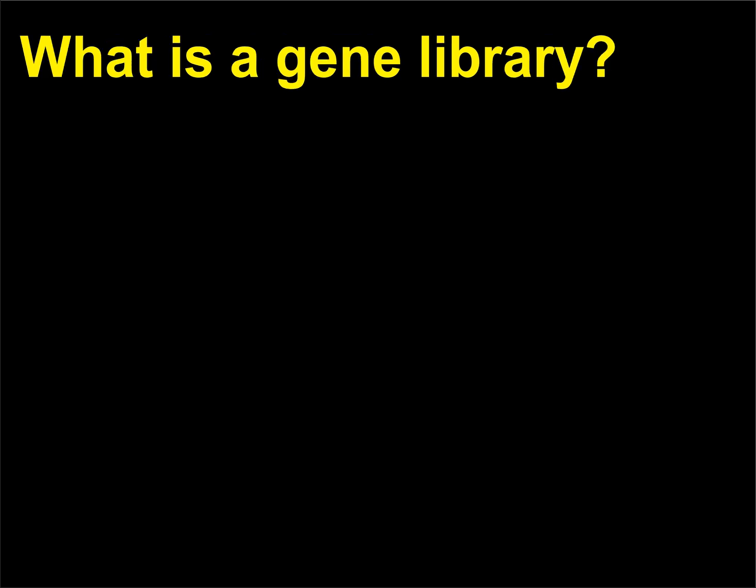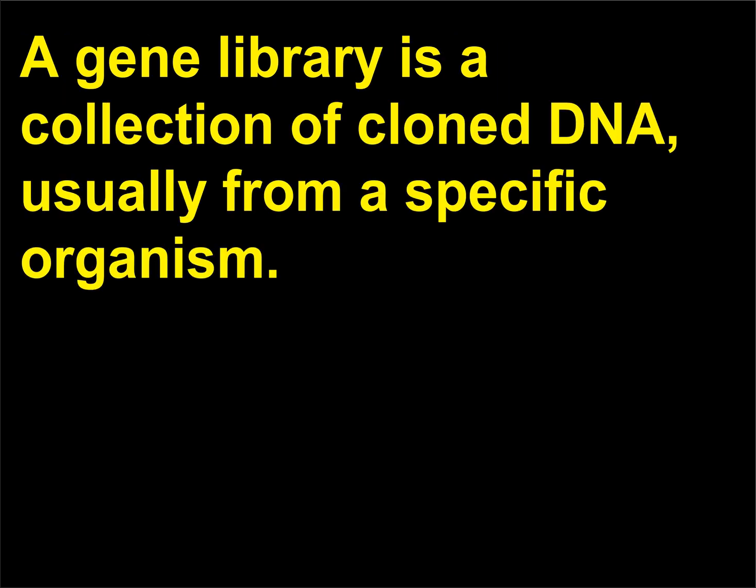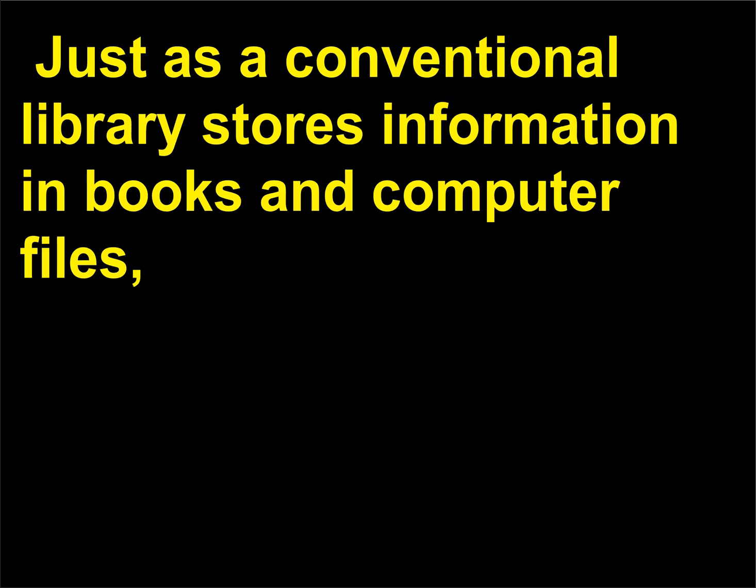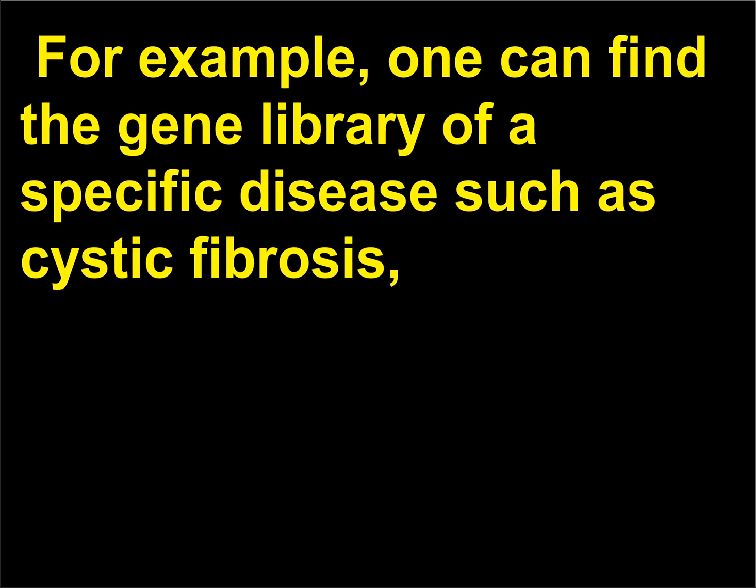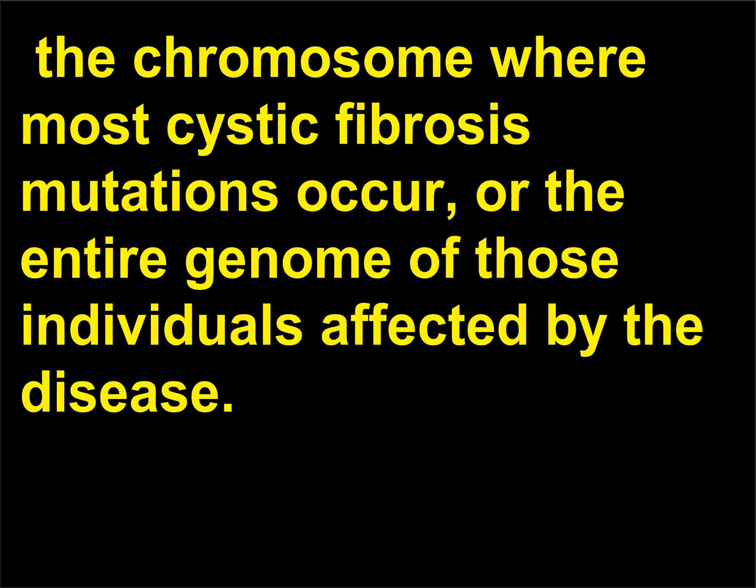What is a gene library? A gene library is a collection of cloned DNA, usually from a specific organism. Just as a conventional library stores information in books and computer files, a gene library stores genetic information either for an entire genome, a single chromosome, or specific genes in a cell. For example, one can find the gene library of a specific disease such as cystic fibrosis: the chromosome where most cystic fibrosis mutations occur, or the entire genome of those individuals affected by the disease.